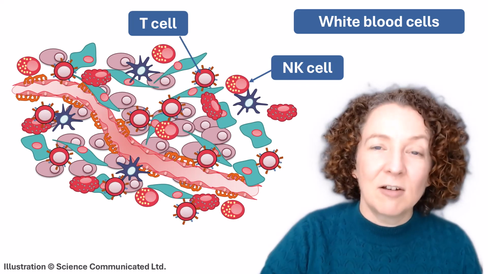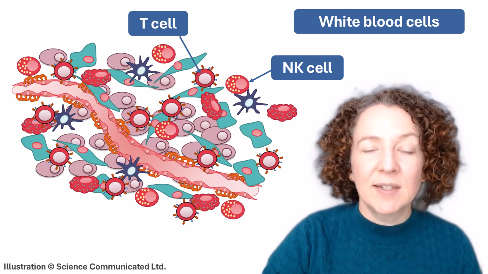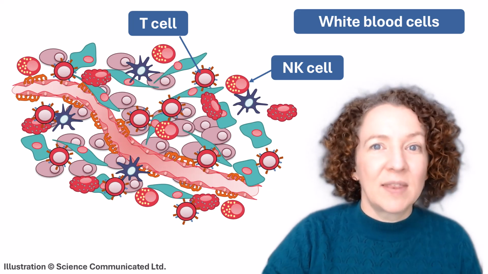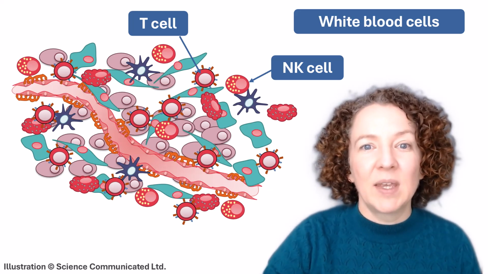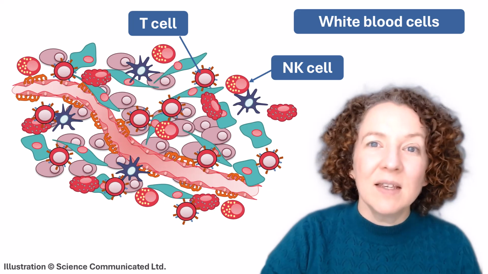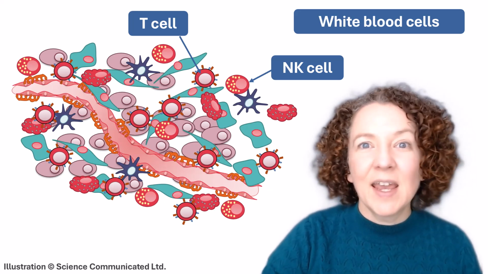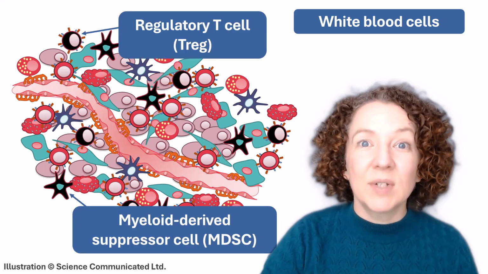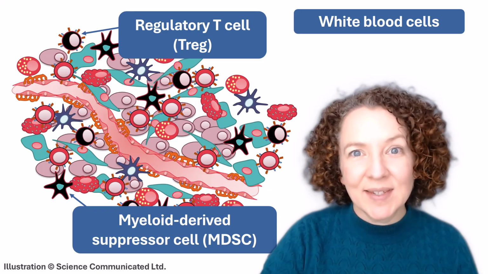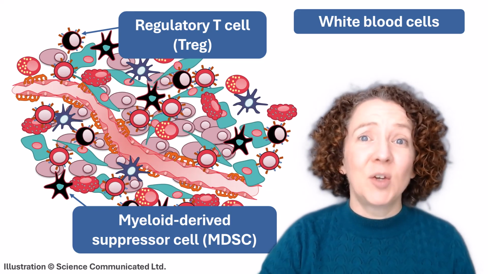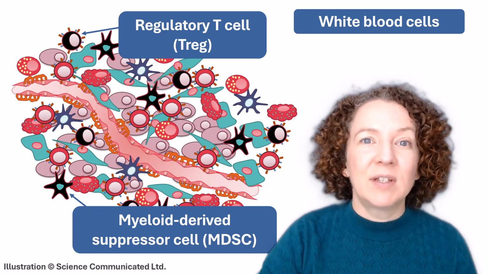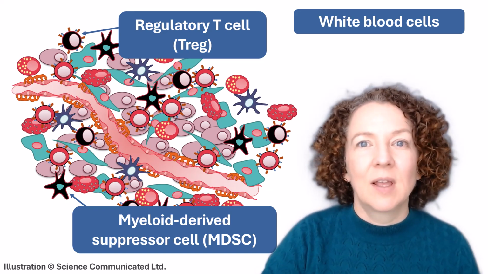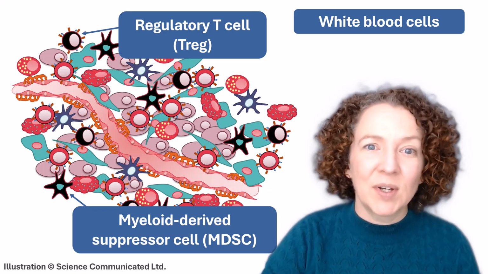T cells often get a lot of attention because they're the type of white blood cell best able to specifically and powerfully kill cancer cells, and therefore they're the target of most forms of cancer immunotherapy. Natural killer or NK cells can also kill cancer cells and any cells showing signs of stress or infection. Regulatory T cells or Tregs and myeloid-derived suppressor cells, MDSCs, are interlopers into tumours. Tregs are normally found in the lining of our gut and sites of infection where they dampen down immune responses. The normal function of MDSCs, if there is one, is unknown.